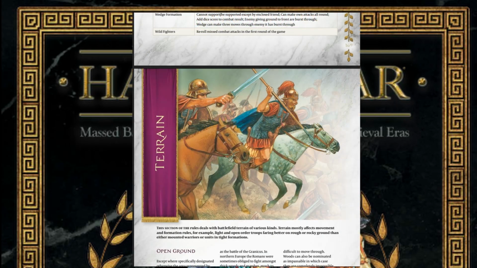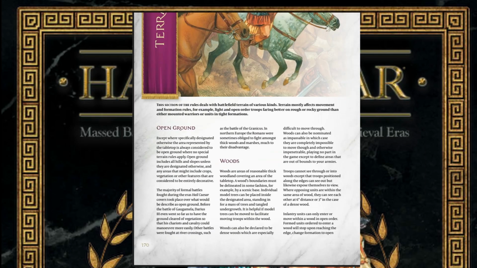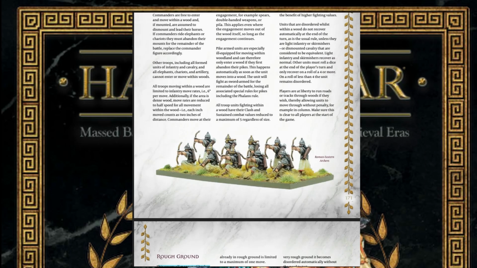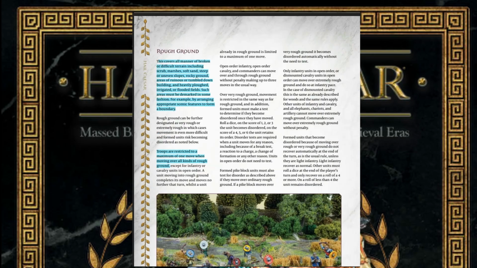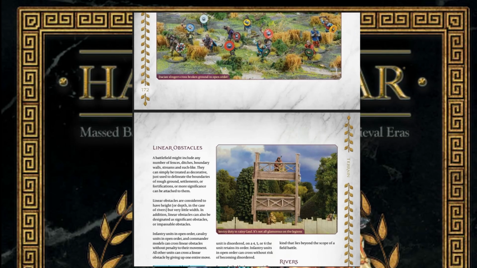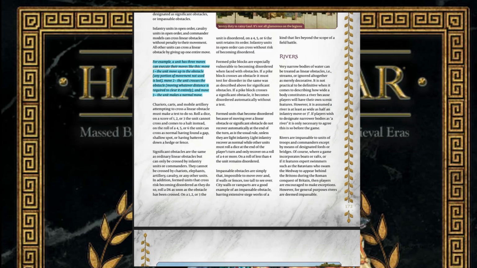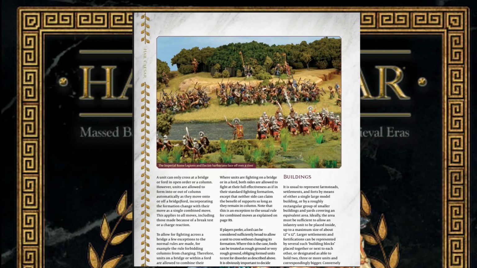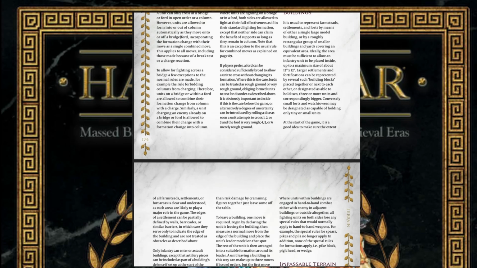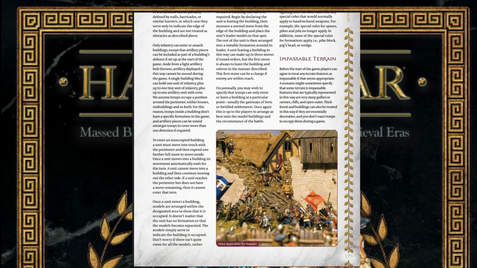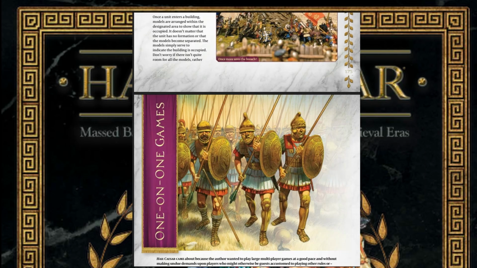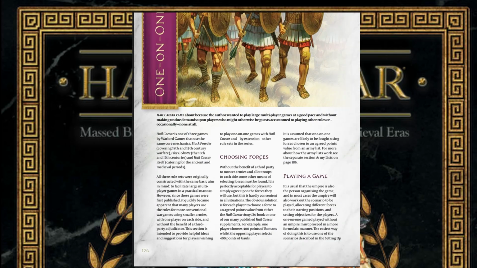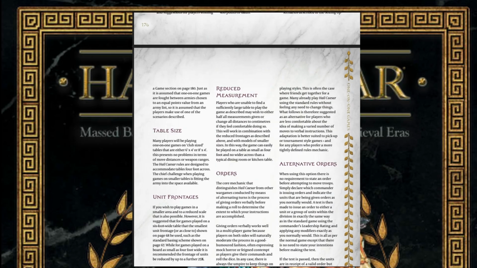Here you go to terrain, and it explains to you terrain and how terrain works. Regarding rough ground, open ground, crossing a bridge, linear obstacles, rivers, all these are very well explained at the end. Again, very, very beautiful photographs, battles of armies in possible terrain, all these explained very well. And then one-on-one games explains to you how you're setting up the game, and orders and markers.